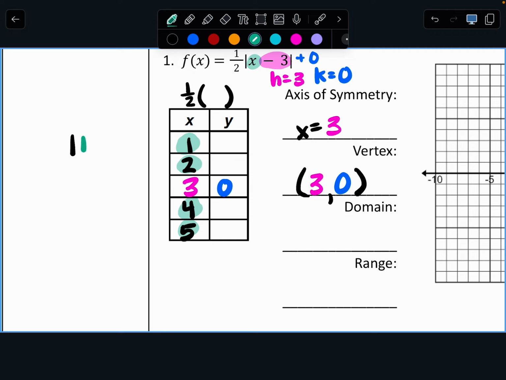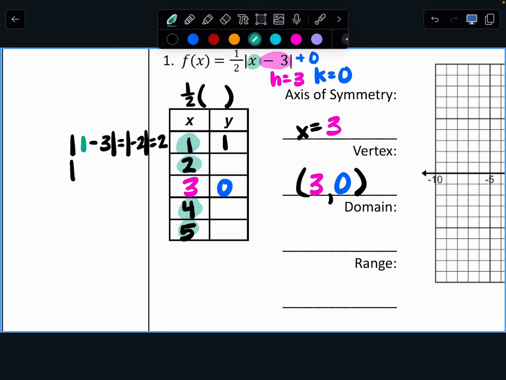We have 1 minus 3. That would be negative 2, and the absolute value of negative 2 is positive 2. So I'm going to put positive 2 here. When I put that in the calculator, 1/2 times 2, the answer is 1. Now I can erase this and go to the next line.